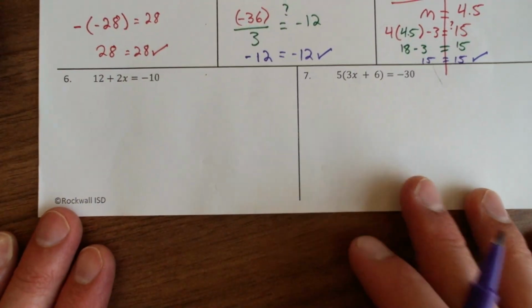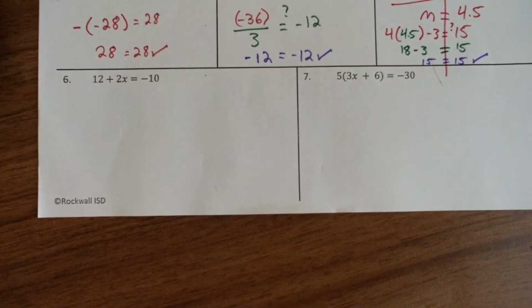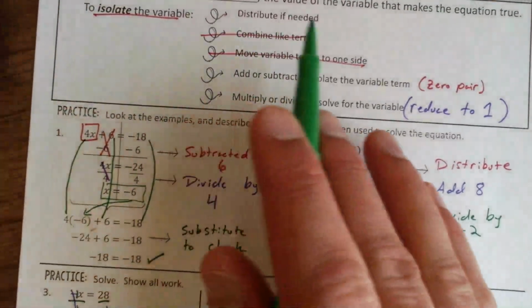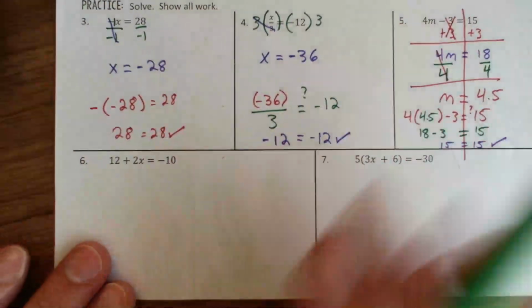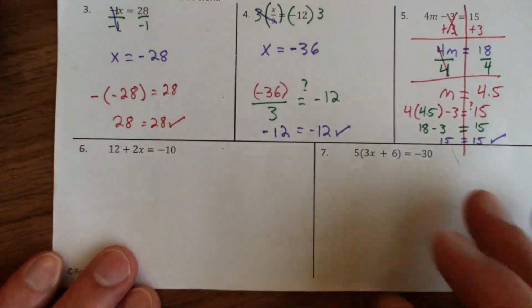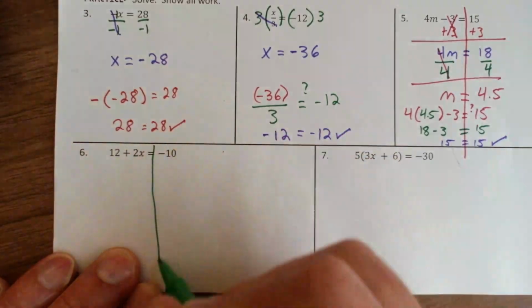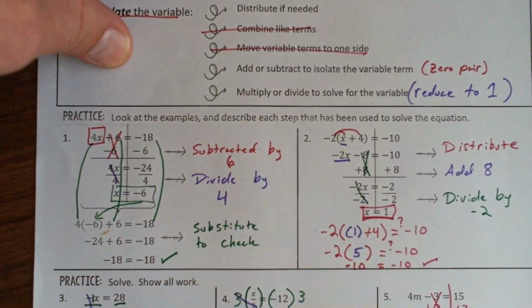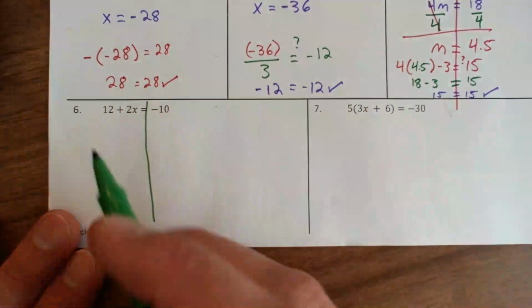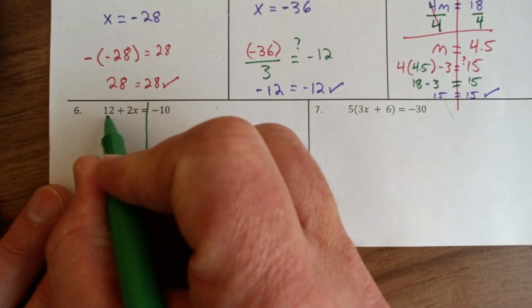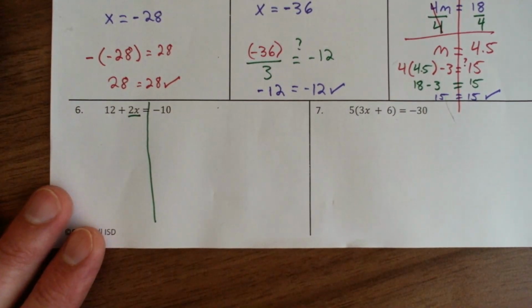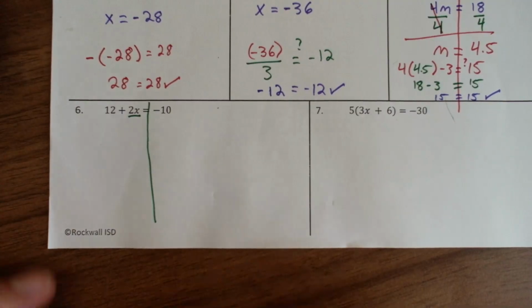The final two, problem 6 and problem 7. Looking at problem number 6. First, I look to see if I need to distribute. There are no parentheses, so there's no need to distribute. So then my next step, add or subtract to isolate the variable term. I have 12 plus 2x. I want to isolate that. So I don't want to move that. I want to move everything else.